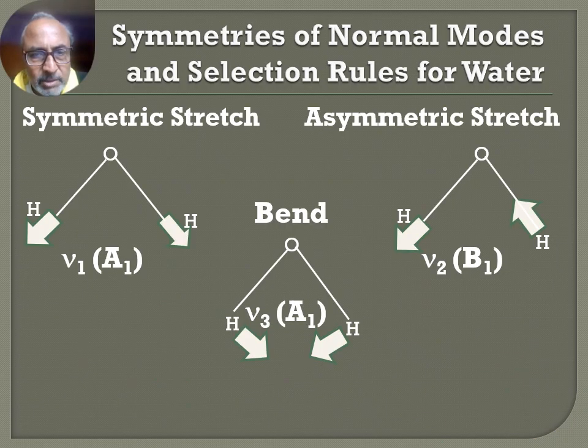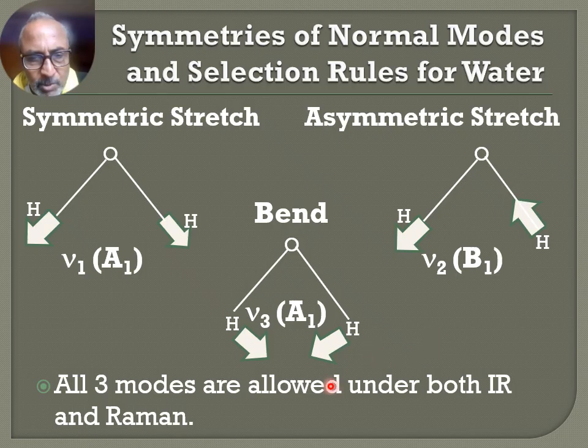So the symmetries of the three normal modes of vibration of water are nu1, which belongs to symmetry A1, is the symmetric stretch where both the OH bonds are stretching or compressing at the same time. Nu2, which belongs to symmetry B1, is the asymmetric stretch where one bond is stretching while the other is compressing. And nu3, which also belongs to symmetry A1, is the bending coordinate. All three normal modes, as we shall see, are allowed under both infrared and Raman.